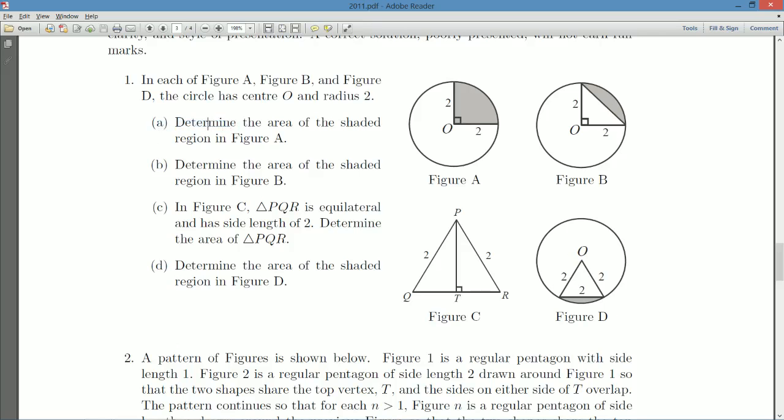Alright, so question part A. Determine the area of the shaded region in figure A. So right here we have O as the center, we have a radius of 2 apparently, and we're asked for a quarter of the circle. How do we know it's a quarter of the circle? Because we're asked for this little 90-degree section, 360 degrees in a full circle, so we're asked for a quarter of a circle.